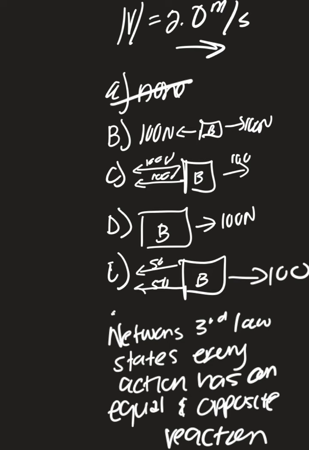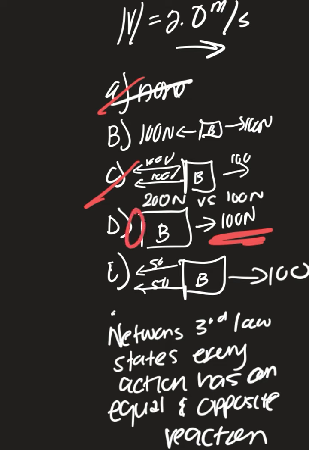You will also eliminate this because on this side it's 200 versus 100 for C. So you eliminate C and A. We know that B only has 1. There's no opposite, so we can cross out B.